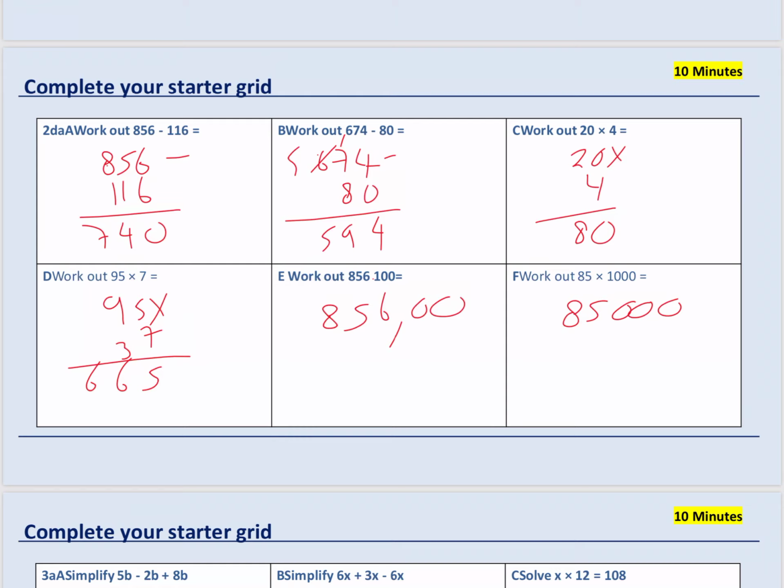E is 856 times 100. So we have 856. Because we're timesing it by 100, we just add in the 2 zeros. We talked about that a couple of weeks ago. And if we're adding 2 zeros in for 100, well, all we're doing for 1,000 is adding 3 zeros in. So then we have 85,000. So 85 times 1,000, 85 thousands. So there we go. So there's our answers.